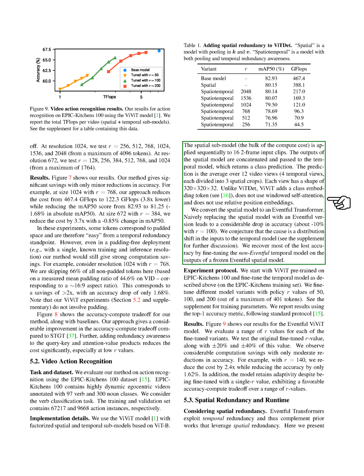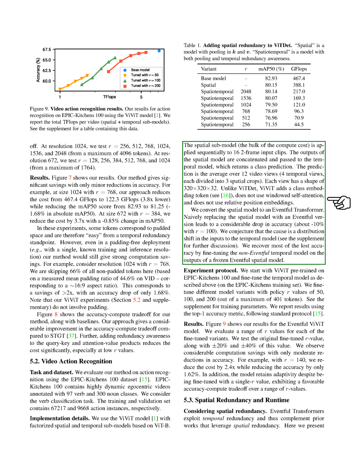The spatial submodel, which requires the most computational resources, is applied sequentially to 16 clips, each containing 2 frames. The outputs from the spatial model are then combined and passed to the temporal model, which provides a class prediction. This prediction is an average taken from 12 video views, each view being a 320 by 320 by 32 shape. Each of these views is divided into 4 temporal views and 3 spatial crops. Unlike ViTDet, Vivid includes a class embedding token, doesn't use windowed self-attention, and doesn't use relative position embeddings.